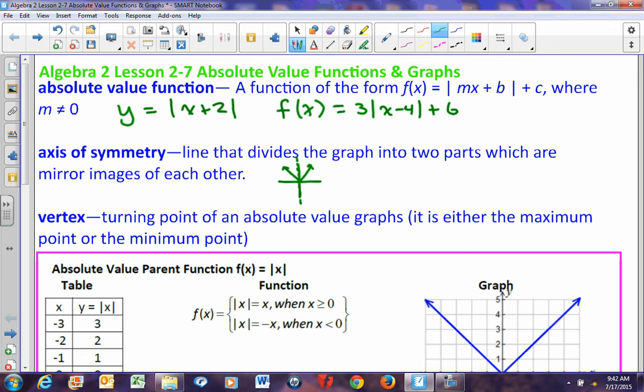A vertex is the turning point of an absolute value graph. It is either the minimum or maximum point. So this point down here in this graph would be the vertex, and it would be the minimum point. It would be the lowest point of the graph.